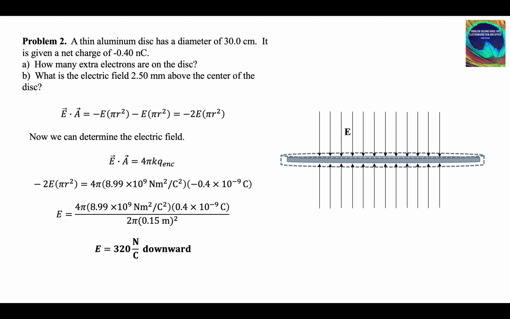So the answer to part B, because it asks for the field 2.5 millimeters above the surface, is that the field is downward toward the plate. That's problem 2, exam 1, module 2.